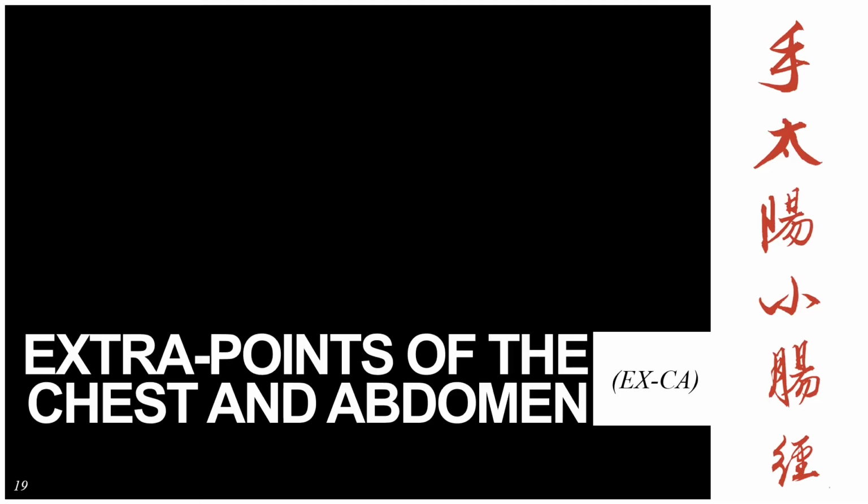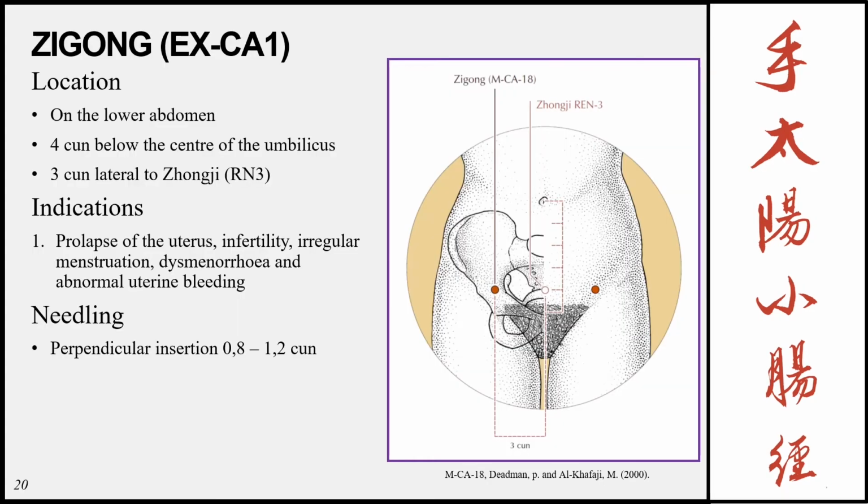And that's all the points on the head and neck. Next, we're going to look at the extra points on the chest and abdomen. These points are abbreviated as EXCA for chest and abdomen. So the first and only point on the chest and abdomen that we will be doing is Zigong, EXCA1.